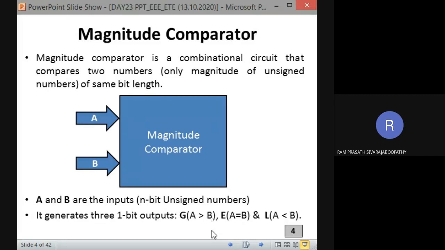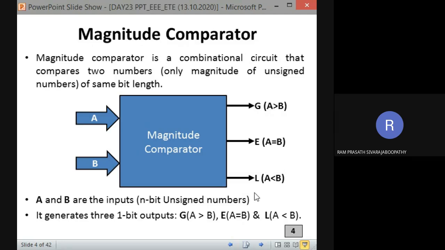G means A greater than B. With respect to A only we are speaking: A greater, A equal to B, A lesser, like that we can have. So these are the outputs of the magnitude comparator. To denote the meaning of the output variables, I have put a bracket and written the condition. A greater than B means output G must be high. If A equal to B, E must be high. If A less than B, L must be high.